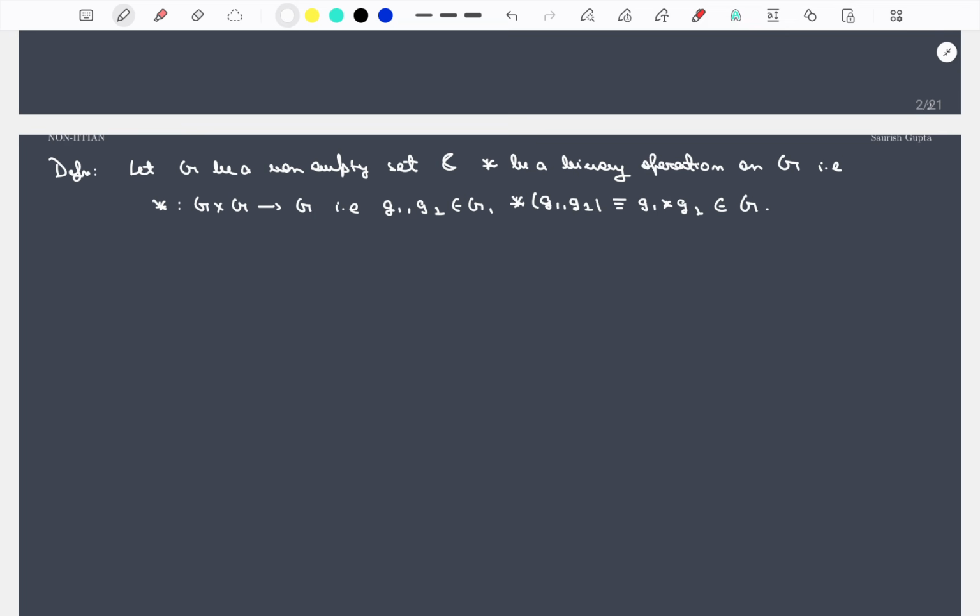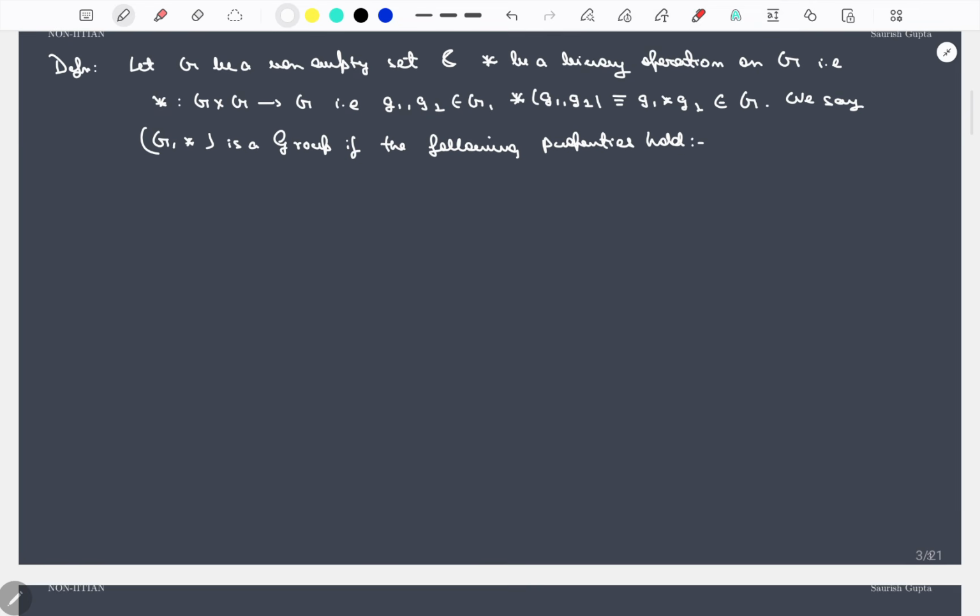So let G be a non-empty set and star be a binary operation on G. We say G with respect to star is a group if the following properties hold. And what are the properties?